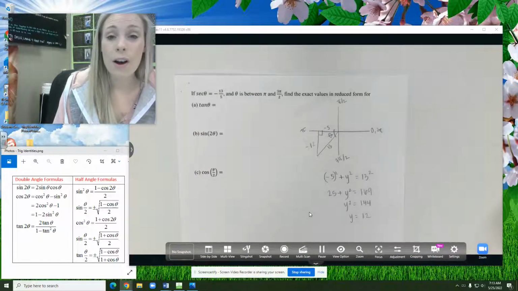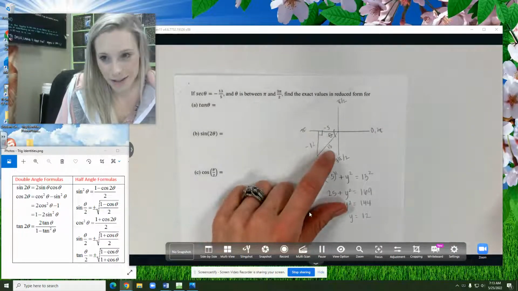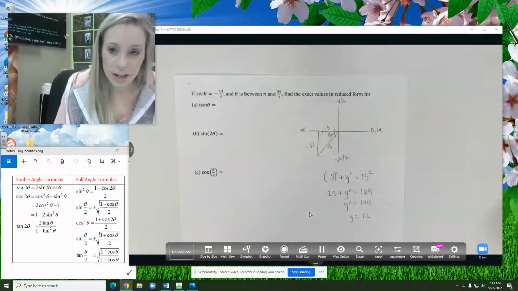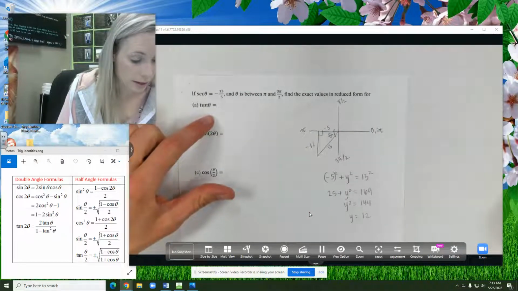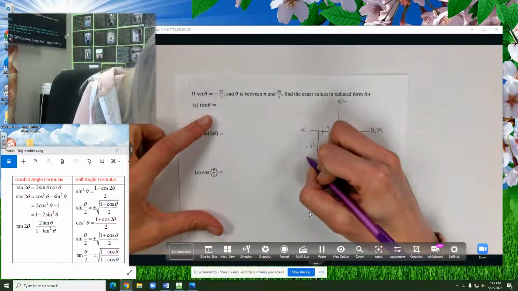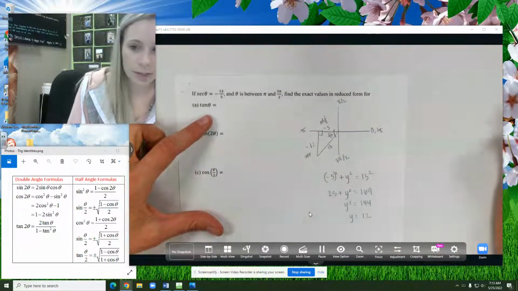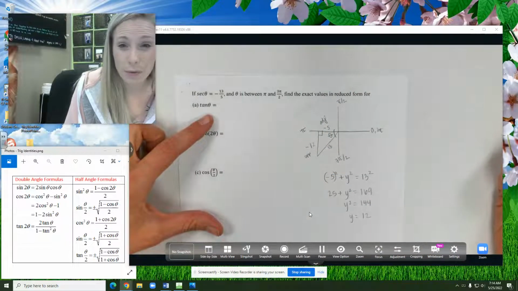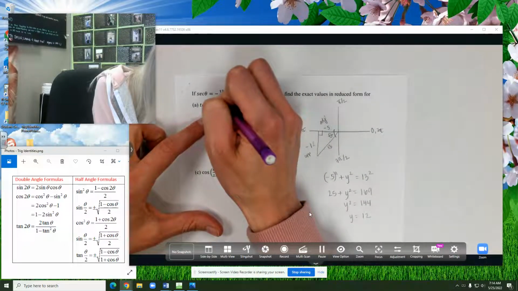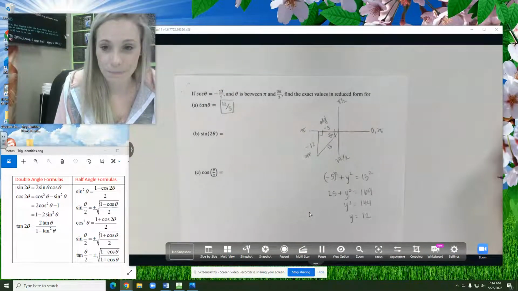Now we have all of our side lengths. We have our opposite, we have our adjacent, we have our hypotenuse. We can start answering these questions. Tangent is the opposite over the adjacent. Our opposite is right here, and if it helps you out, you could write out opposite, adjacent. So our tangent is going to be negative 12 over negative 5, and a negative over a negative is a positive. Our tangent is 12 over 5.